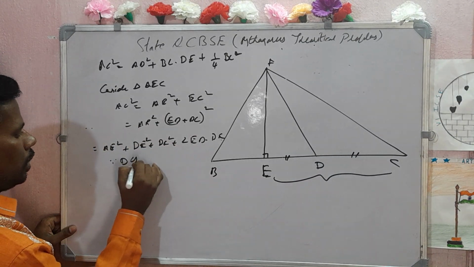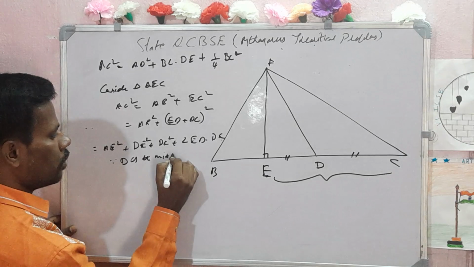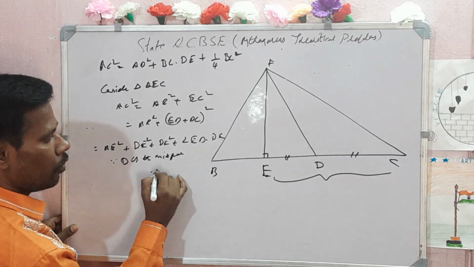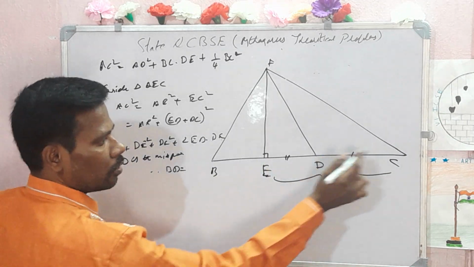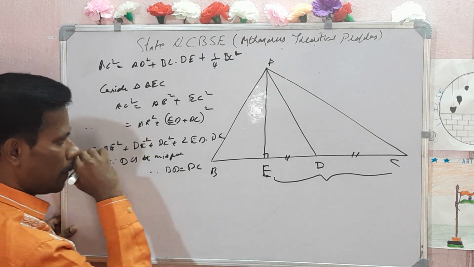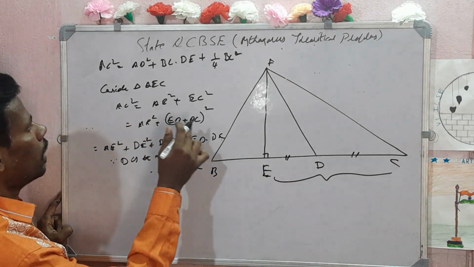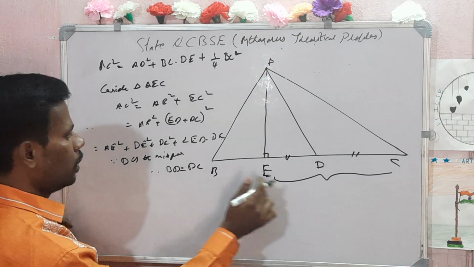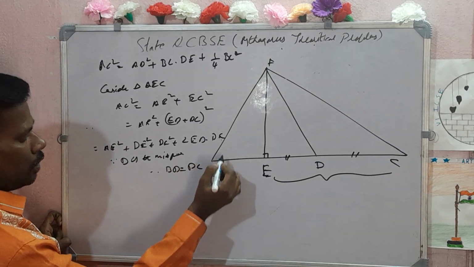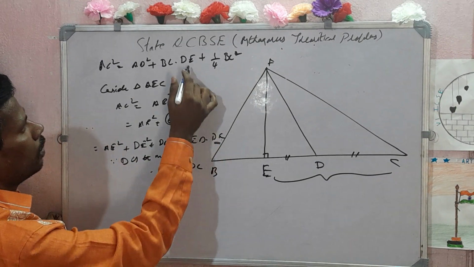Since D is the midpoint, therefore BD is equal to DC, right? BD is equal to DC. So wherever BD is there, write DC. So here DC is there, write it down.